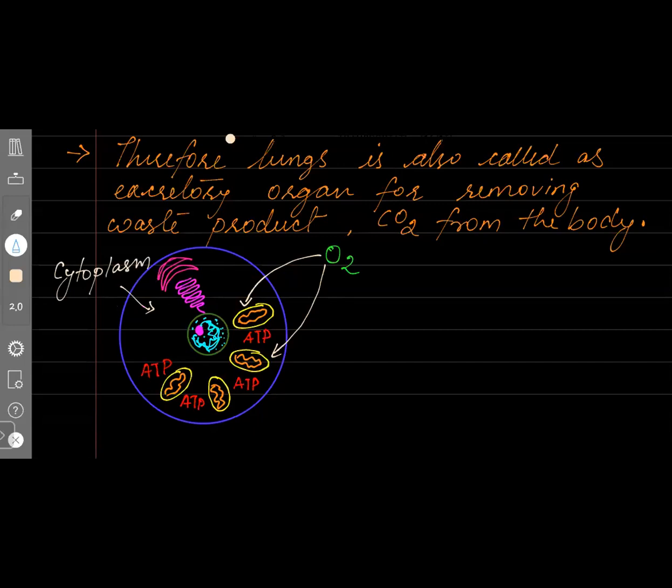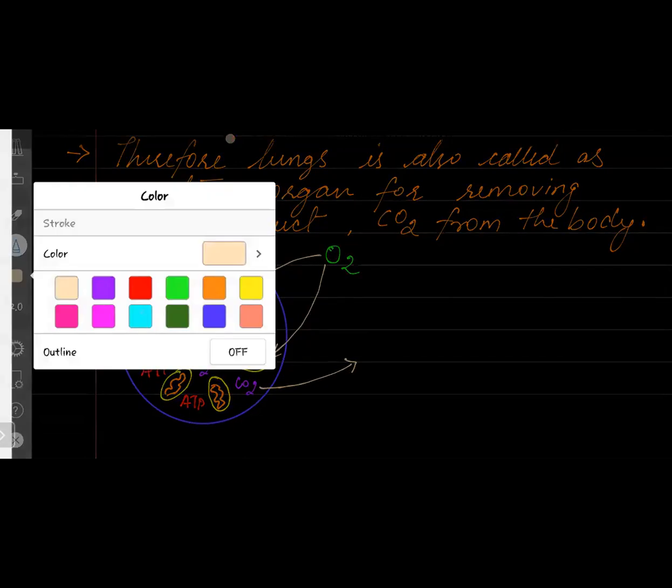Cytoplasm. Okay, so it is present in the cytoplasm. Now in turn all the mitochondria will produce carbon dioxide, so they will also produce CO2. CO2 is produced inside the cell. Okay, so this CO2, I'll erase one ATP from here so that I can write CO2. So this CO2 now will come outside, it will enter into the blood.